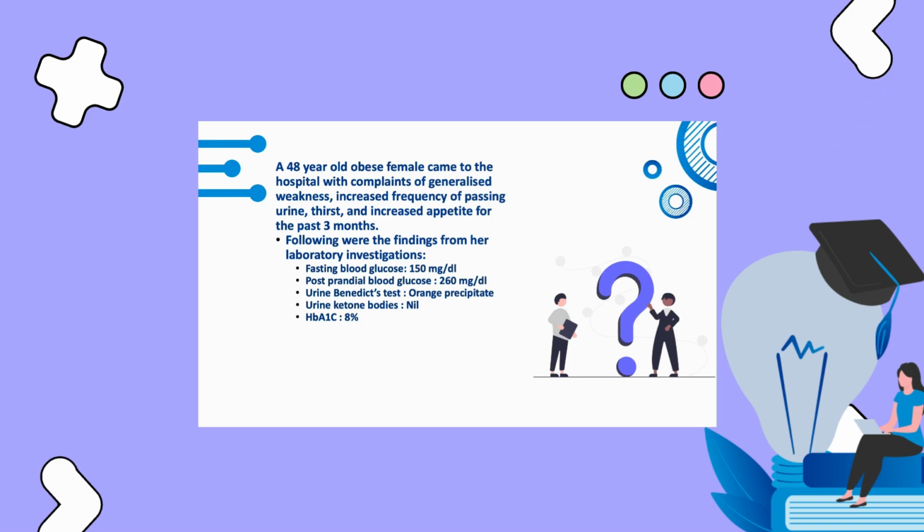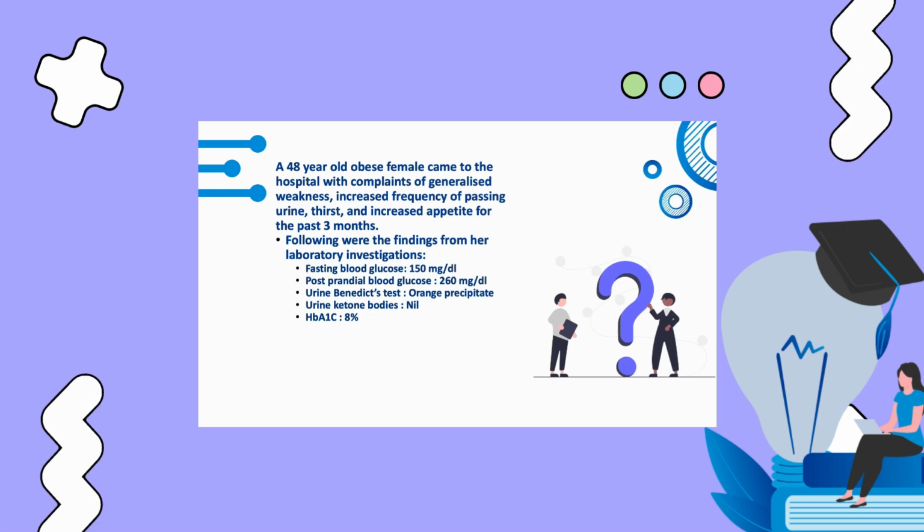The first case: a 48-year-old obese female came to the hospital with complaints of generalized weakness, increased frequency of passing urine, thirst, and increased appetite for the past 3 months. Following were the findings from her lab investigations: fasting blood glucose 150 mg per deciliter, postprandial blood glucose 260 mg per deciliter, urine Benedict's test orange precipitate, urine ketone bodies absent, and HbA1c level was 8%.